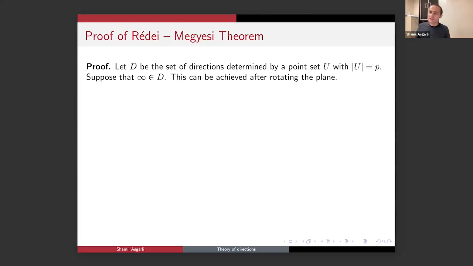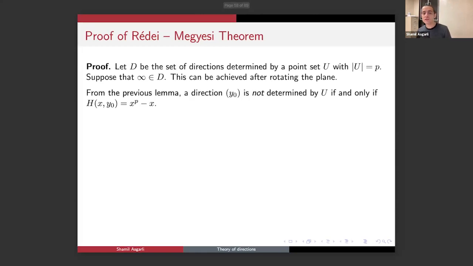For technical reasons, we want the infinity direction to be in the set D, and I'll say why this will become useful. This is not hard to achieve, because what does it mean that infinity is in D? It means the vertical direction is determined by U. That's easy: whatever your point set is, just rotate it so that the vertical line is determined by 2 points in your collection.